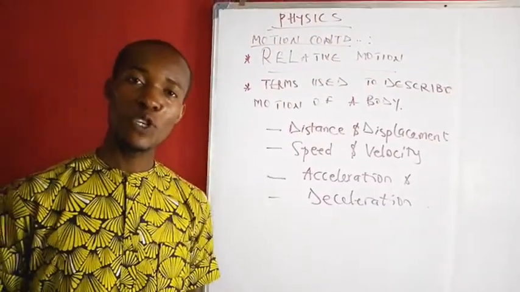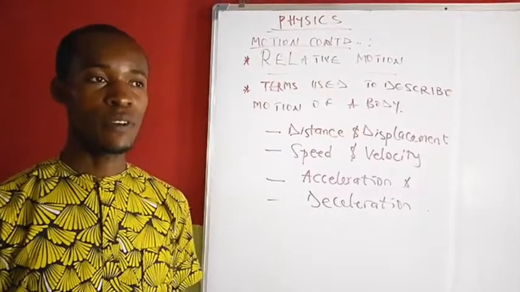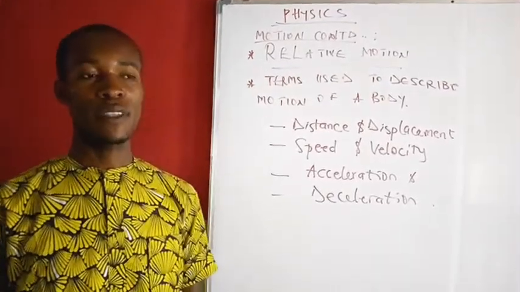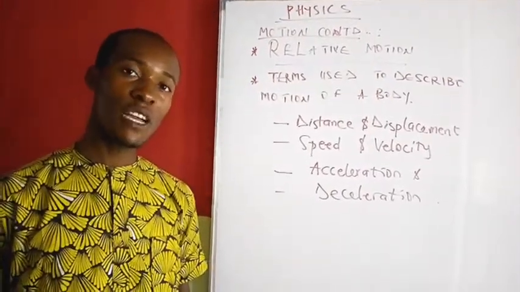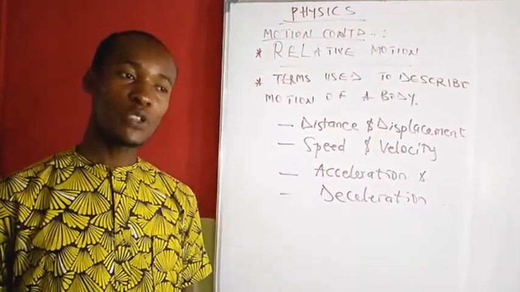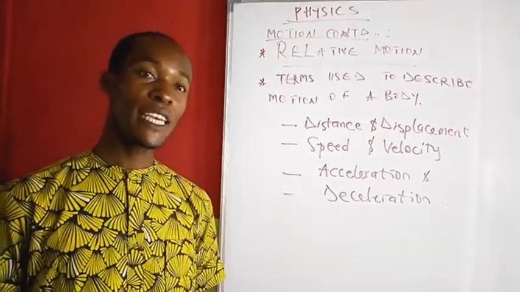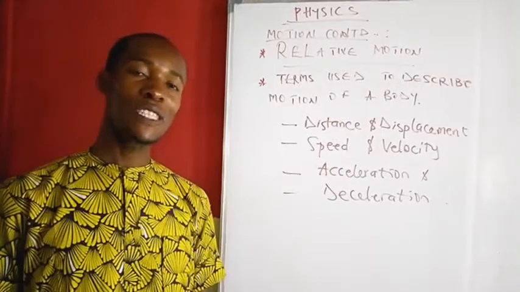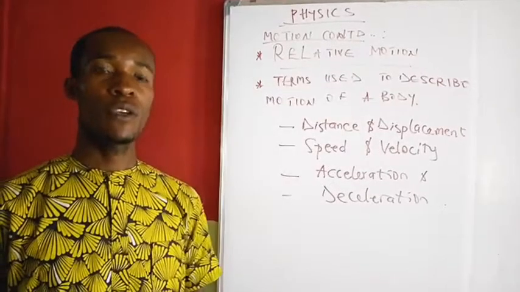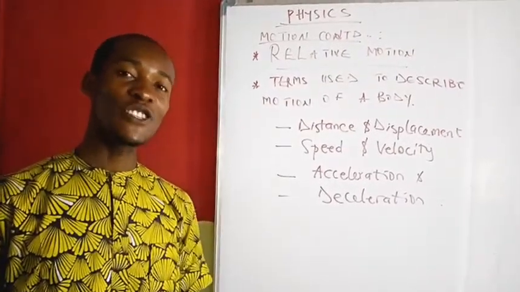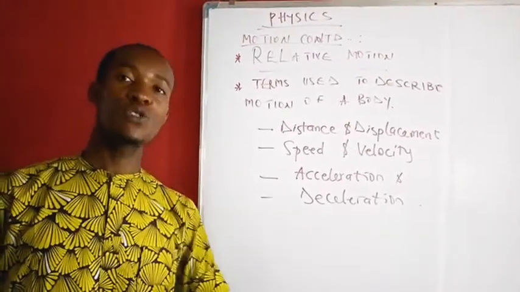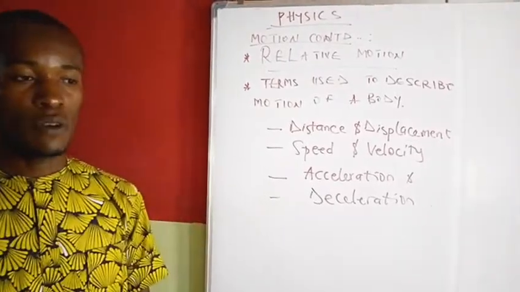So we say that relative motion is the motion of a body from one place to another with reference to another body, which might be stationary or already moving. Let me take it again. Relative motion is the motion of a body from one place to another with respect to another body that is already at rest or in motion. You can equally say that relative motion is the change in position of a body with respect to another body, which is either stationary or moving.